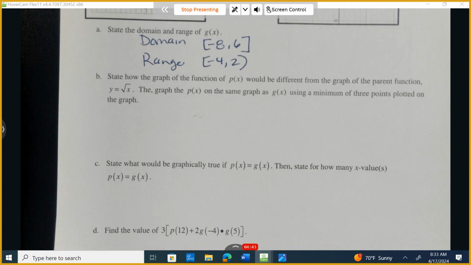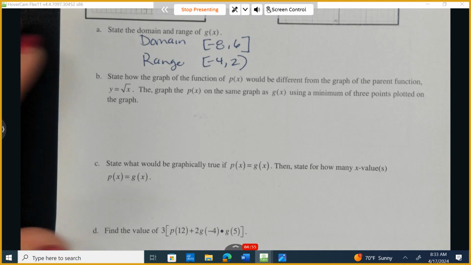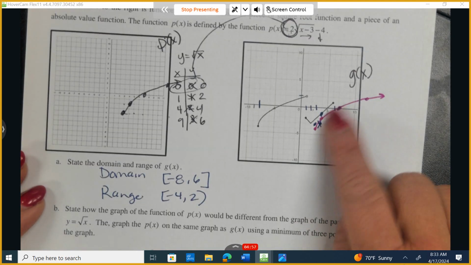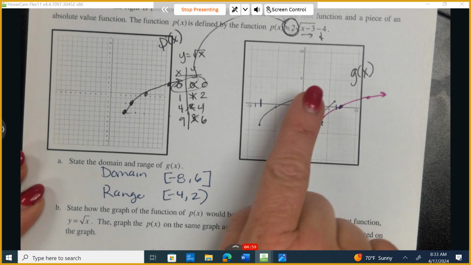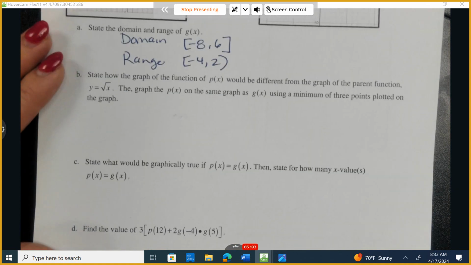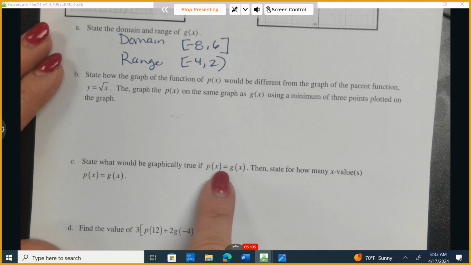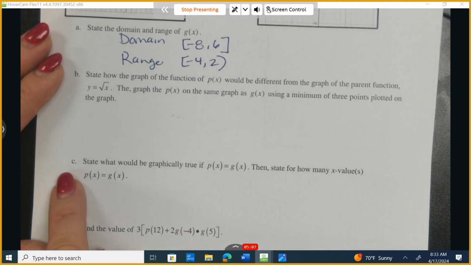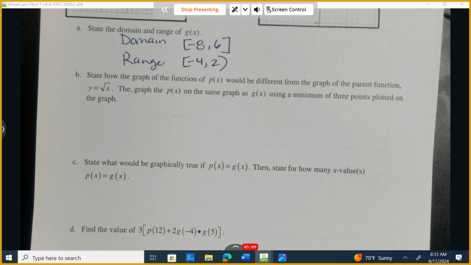Let's go to part C. State what would be graphically true if p of x equals g of x. So if that's true, that means the two functions intersect. Now remember, I graphed this wrong, so we're looking at the pink. Do my two functions, p of x and g of x, ever cross? Nope, so they never cross. But if this was true, they would cross. And so for how many x values do they cross? 0. They never cross.